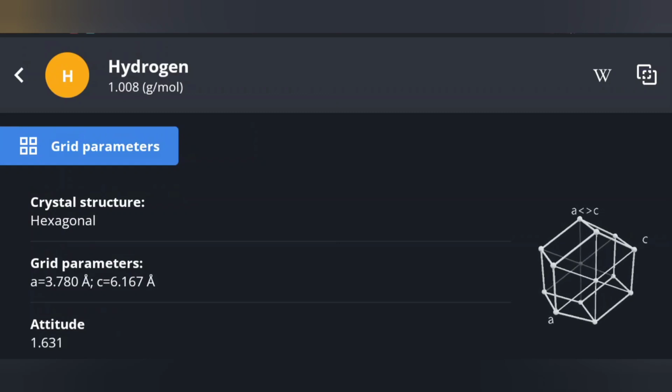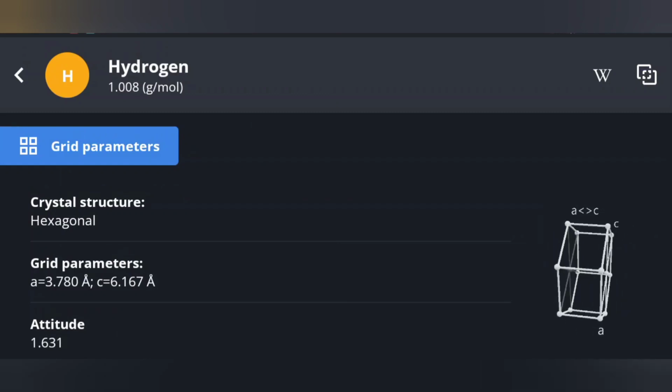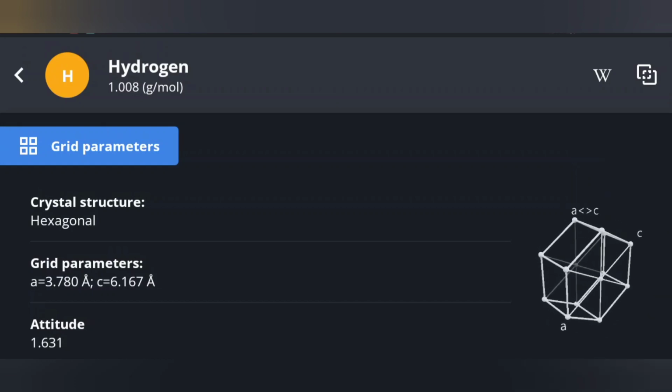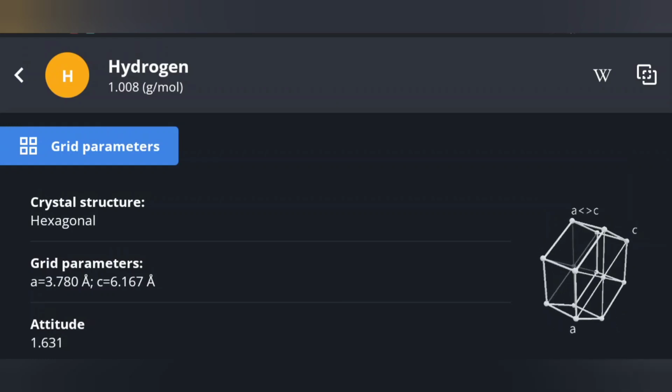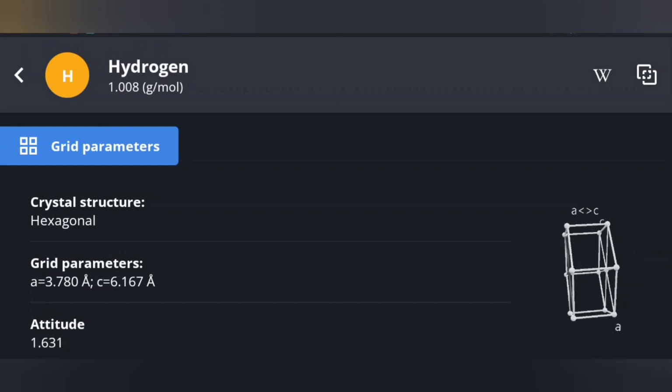Now discuss the lattice parameters. Crystal structure is hexagonal. Its lattice parameters: a is equal to 3.780 angstrom and c is equal to 6.167 angstrom. Its c/a ratio is 1.631.